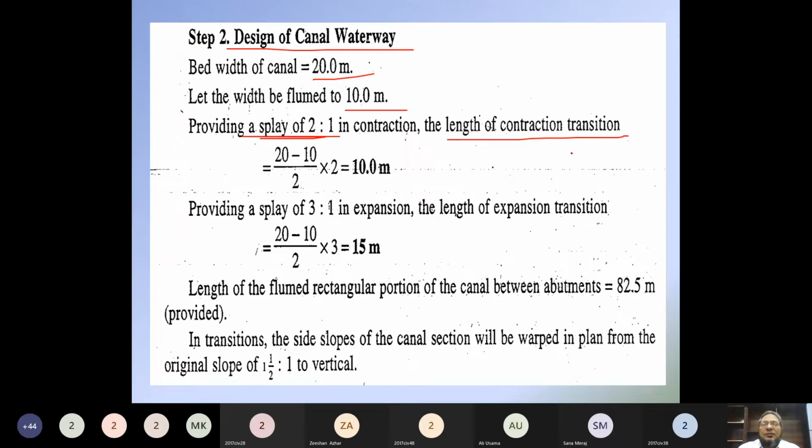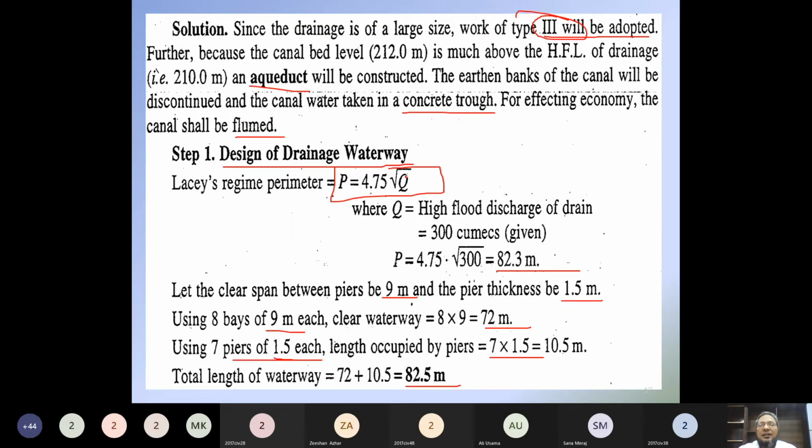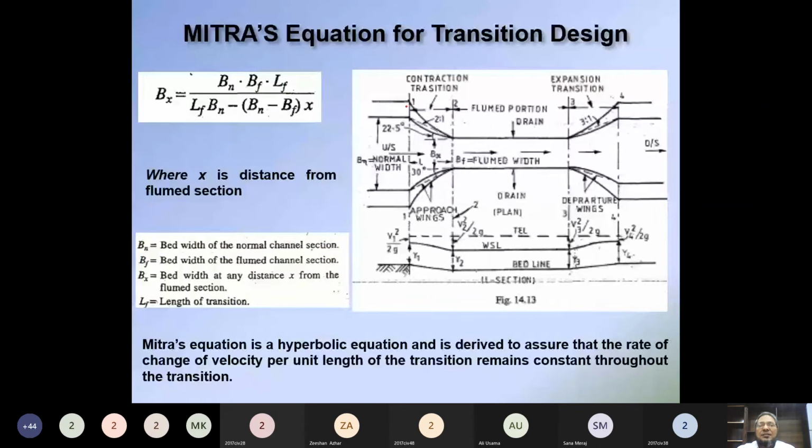So how much would be the length of the contraction transition? So 20 is the total width, minus 10 is the width of the concrete trough, divided by 2 is basically the half width of the canal at both sections, divided by 2, multiplied by 2 is the length of the contraction transition. So that comes 10 meters. So we have provided 10 meter length of the contraction transition. So this is contraction transition and this length is 10 meter.